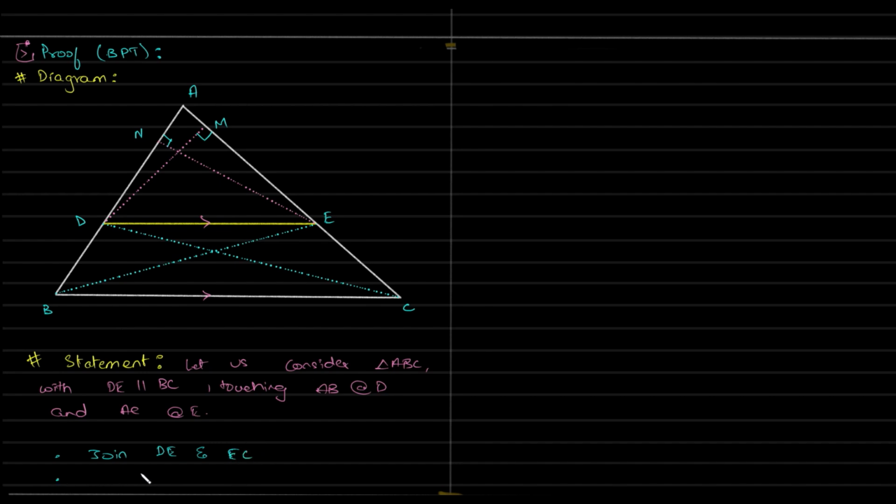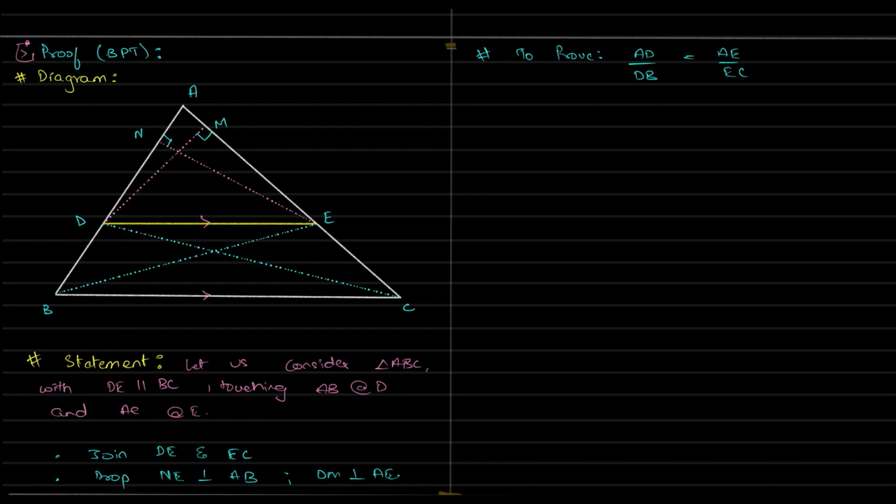Then drop NE perpendicular to AB and DM perpendicular to AE. Okay. So it's not too hard. I'll show you. It's very simple. Then to prove, in this case, it will be AD by DB is equal to AE by EC.